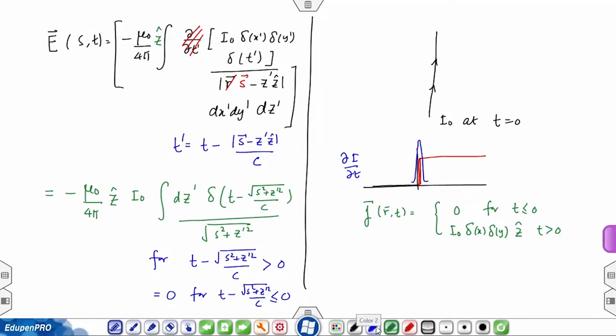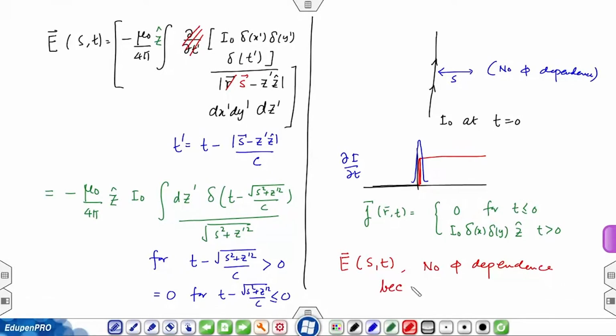Because of the symmetry of the problem, the E field depends only on s, no phi dependence. I put it next to the wire, but let me rewrite it so that you do not miss it. Electric field E depends only on s and time, no phi dependence, because of the symmetry. So now we have got our expression. Let us evaluate this.